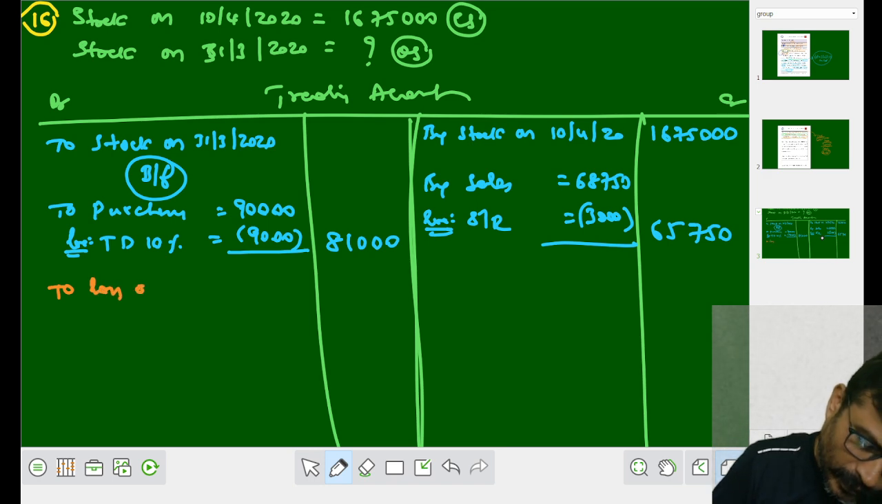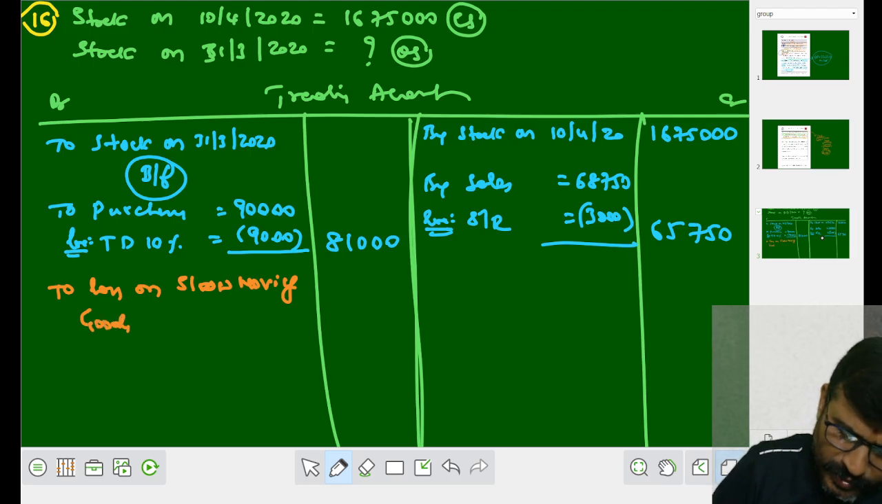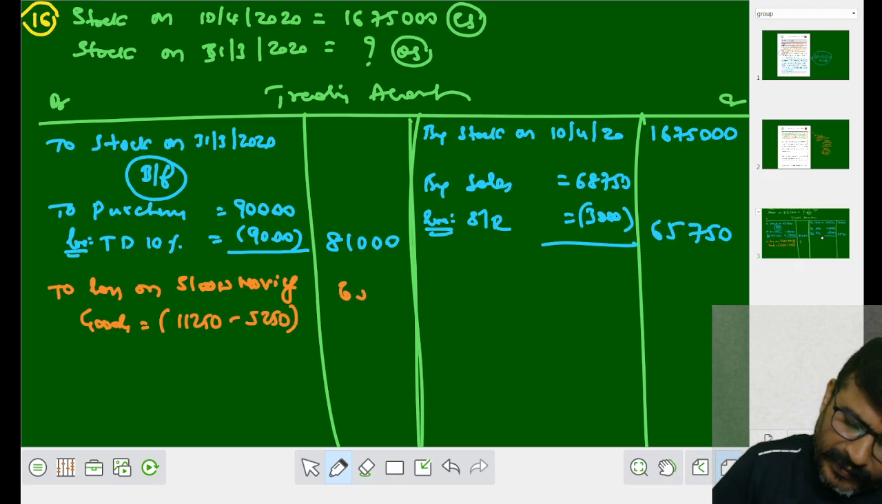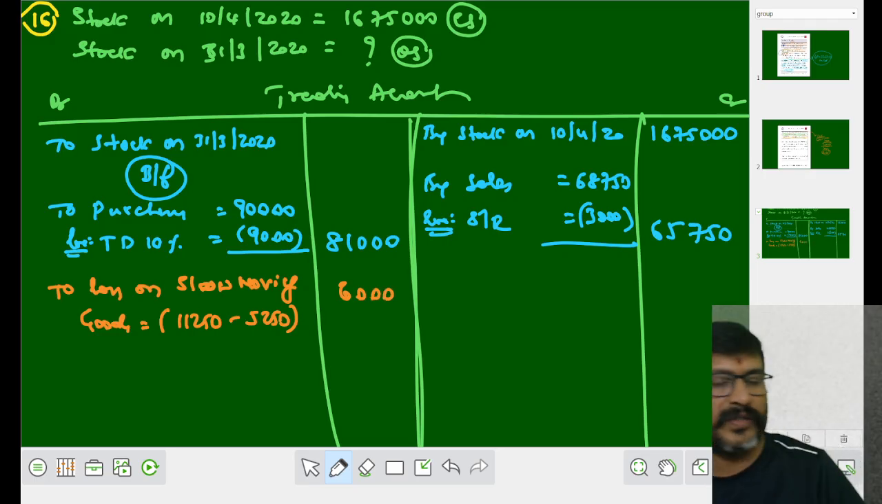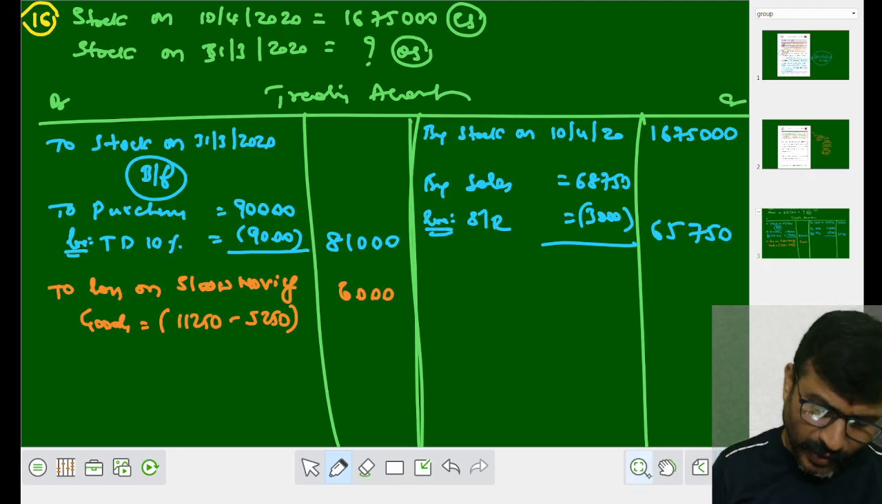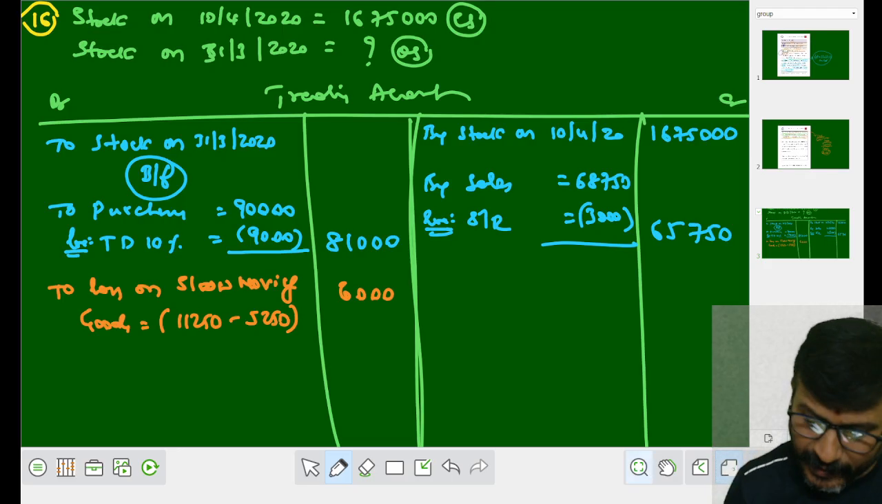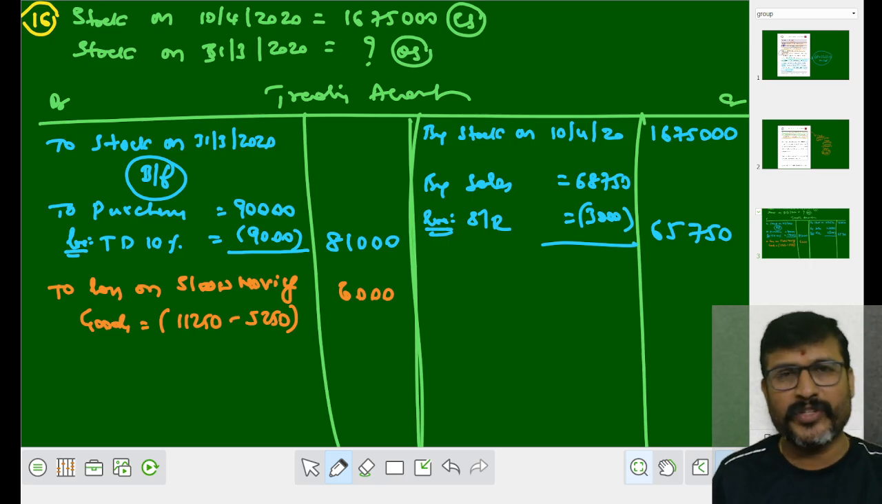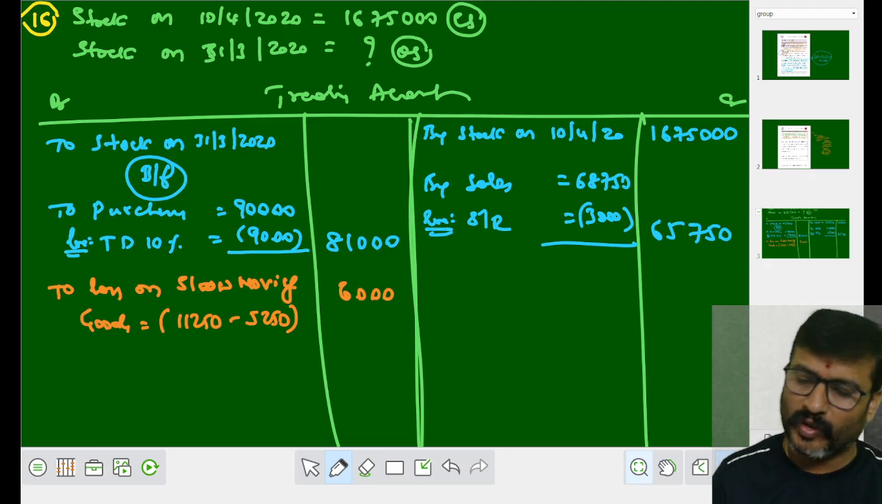To loss on slow moving goods. How much? 11,250 minus 5,250, it comes to 6,000. My dear students, did you understand? Loss on what? It is slow moving goods. 11,250 is the cost, and it was given to the customer at 5,250.